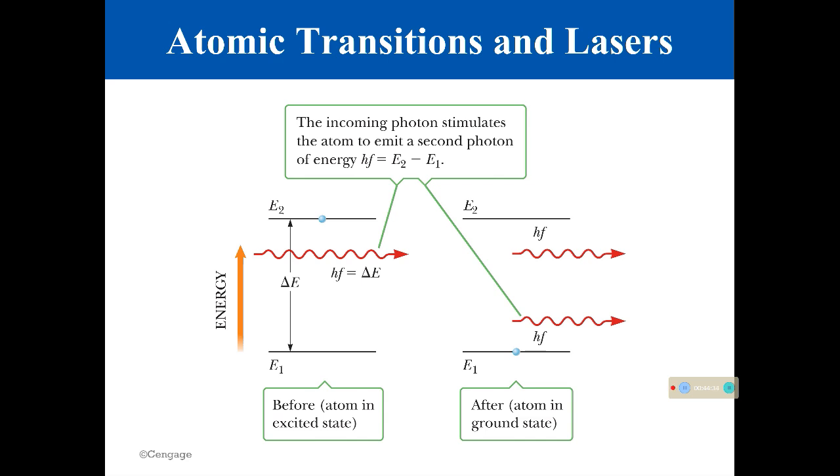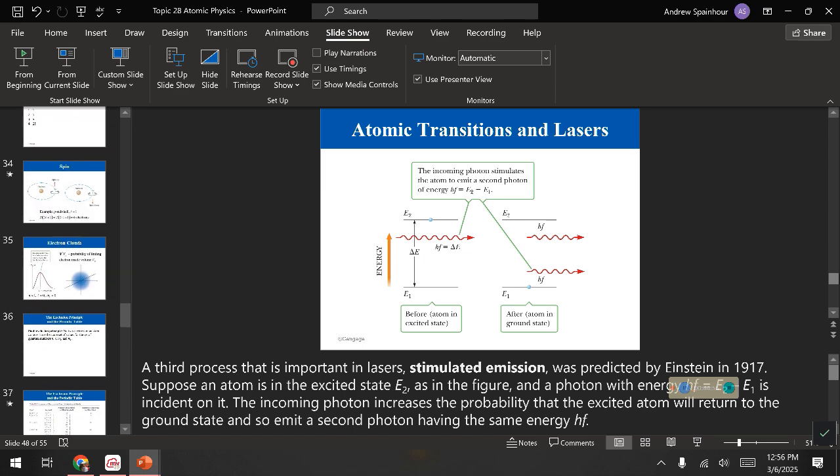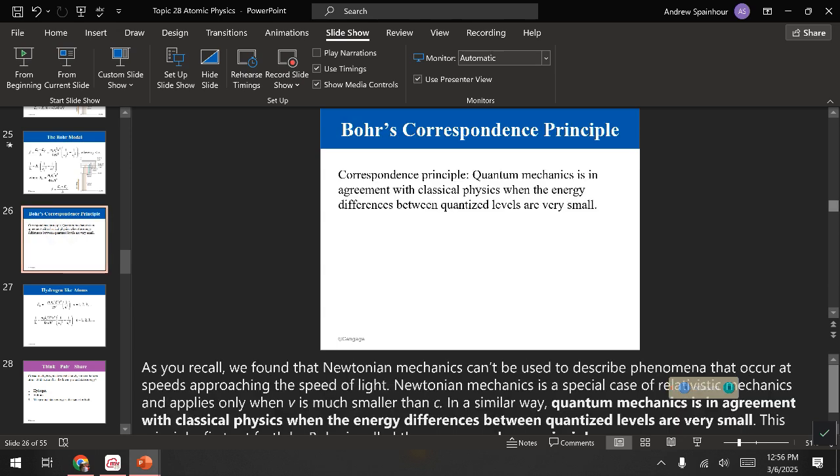What's up, Jay? If electrons just have a probability of being somewhere and aren't really physically moving, how do they have a velocity to make a magnetic field? It's an excellent question, and it goes back to the correspondence principle. Quantum mechanics is in agreement with classical physics when the energy difference between the quantized levels is very, very, very small.